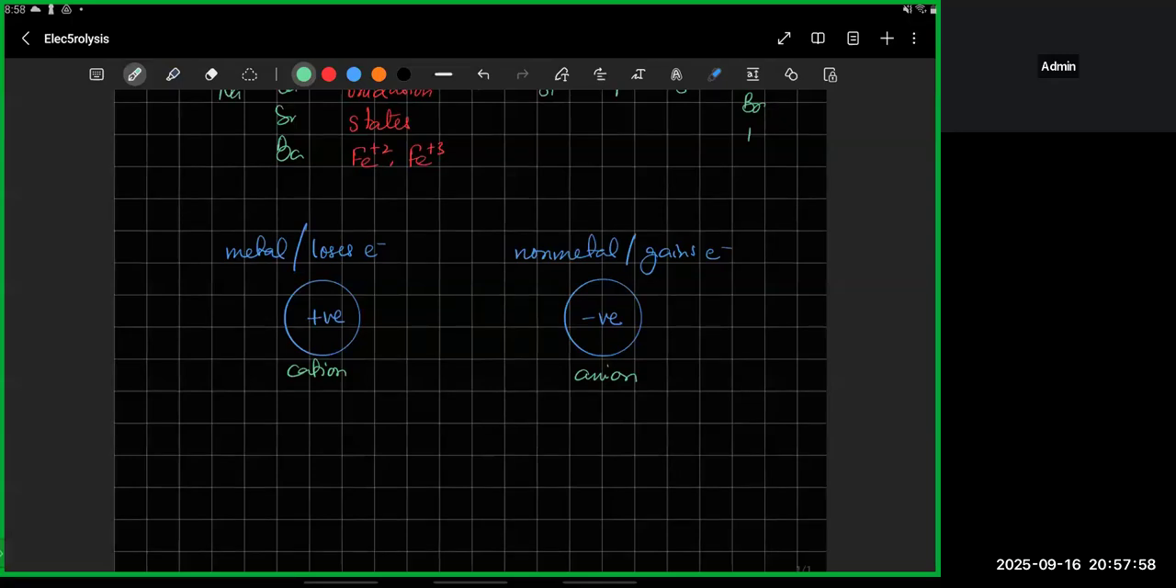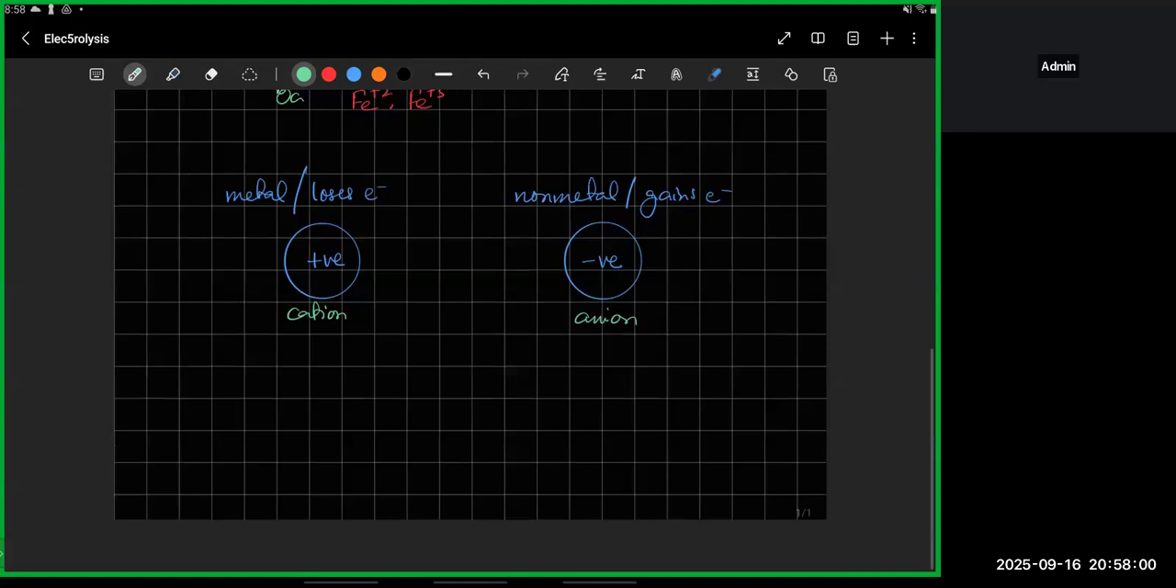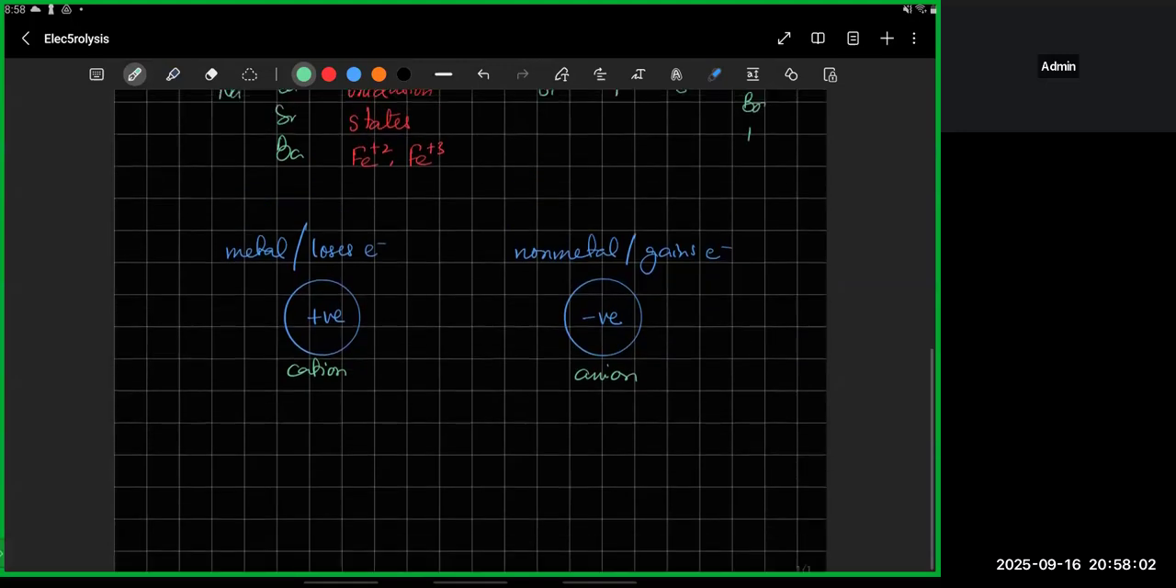So the base things that are required, I'm just going to do that quickly. Ionic compounds: you have a positive ion and a negative ion, and they're obviously going to attract each other with strong electrostatic attraction between them. Positive things attract negative things, and that's basically known as your ionic bond.